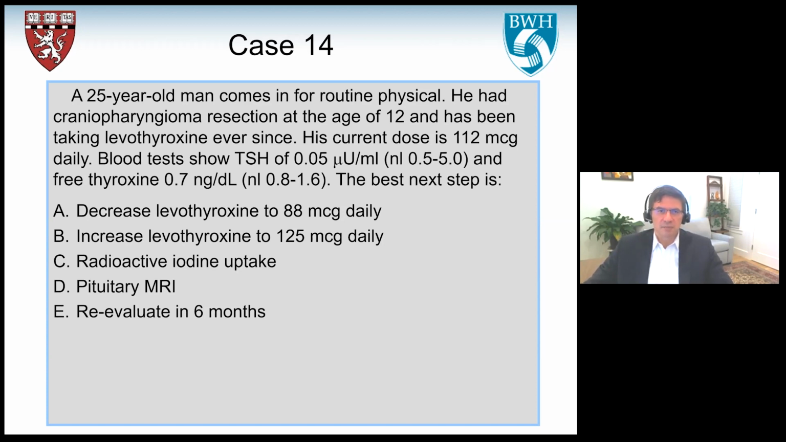The best next step is A, decrease levothyroxine to 88 micrograms daily, B, increase levothyroxine to 125 micrograms daily, C, radioactive iodine uptake, D, pituitary MRI, E, reevaluate in 6 months. And the right answer is B, increase levothyroxine to 125 micrograms daily.